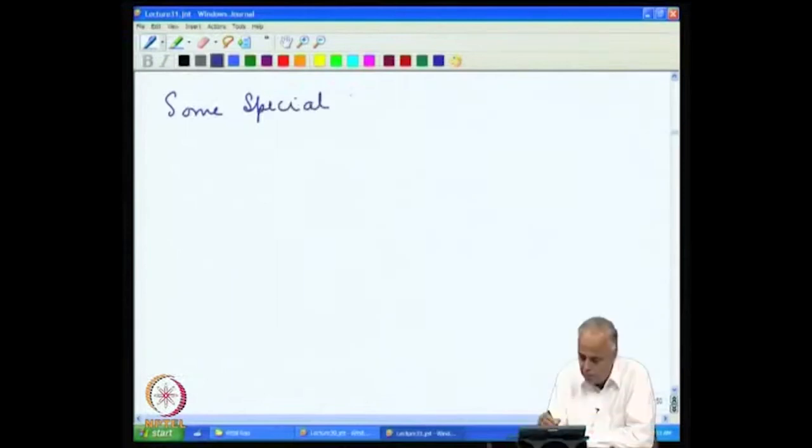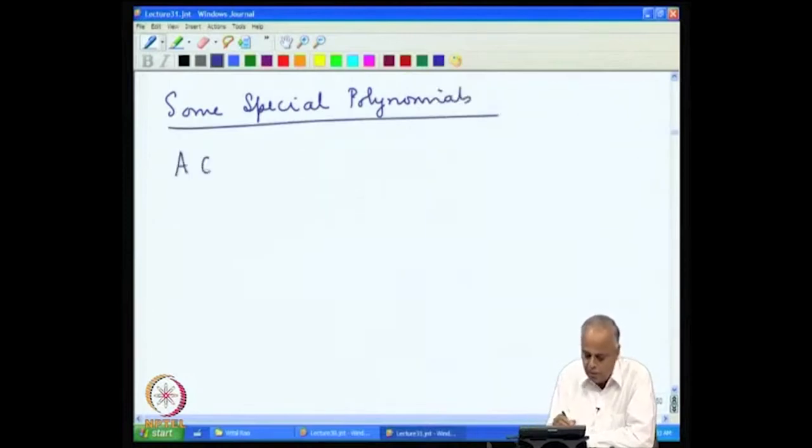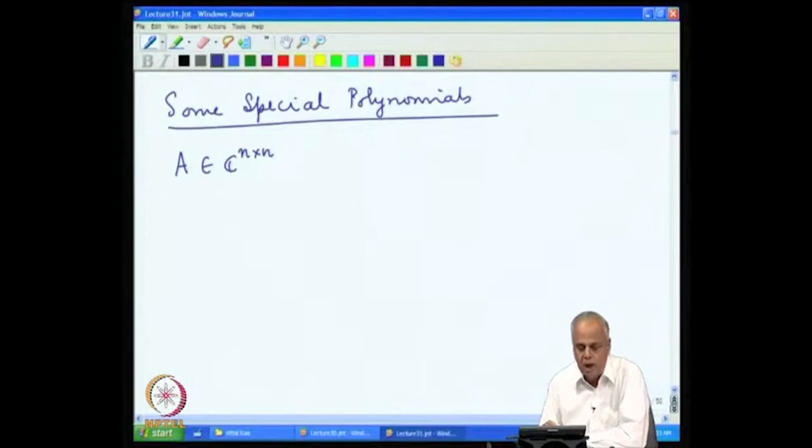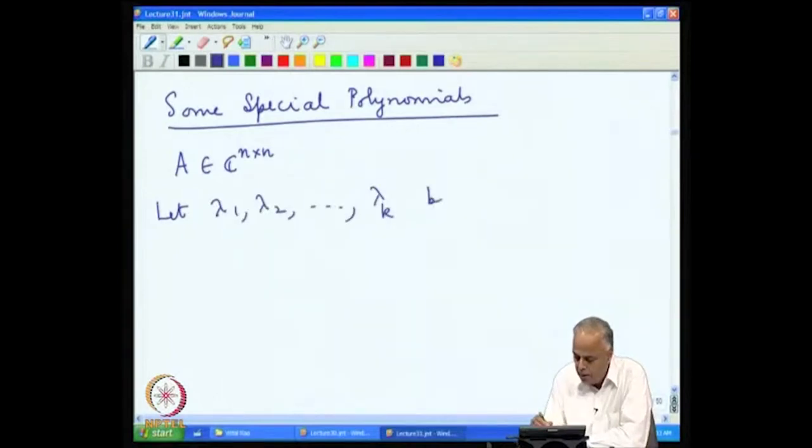Now, we are going to look at some special polynomials that will work corresponding to the matrix A. So, we are given the matrix A. We know we can write down the characteristic polynomial and then find out all the distinct eigenvalues. So, let lambda 1, lambda 2, up to lambda k be the distinct eigenvalues of A.